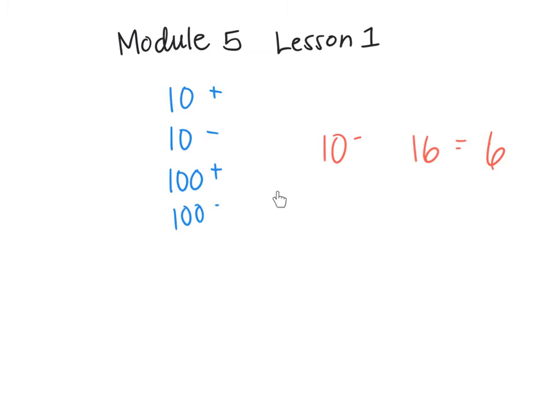We could do 100 more than 16. 100 more than 16 would be 116. Now, we're not going to get into what if you did 100 less than 16. You're going to learn about that when you're in older grades.